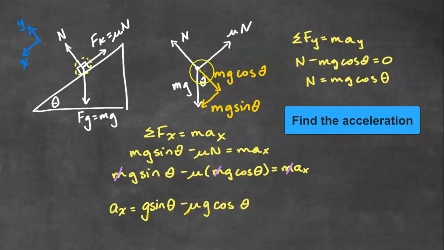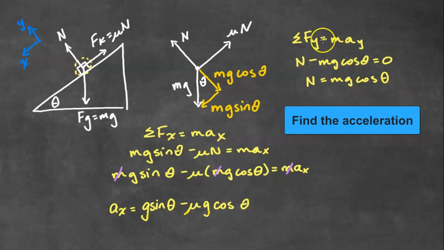So now we're going to break our Fg into the perpendicular and parallel component. So the perpendicular component, perpendicular to the ramp, is going to be mg cosine theta because it's adjacent to theta. And then the parallel component is going to be mg sine theta because it's opposite of theta. I'm going to apply Newton's second law to the x and y direction. I'll start with the y direction.